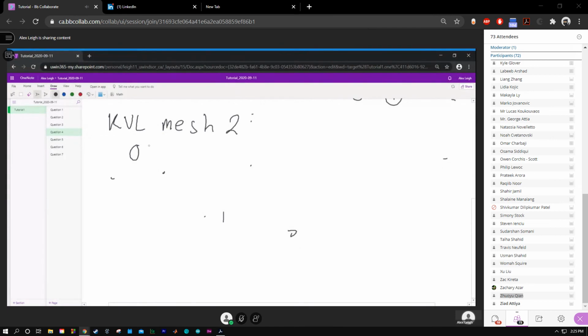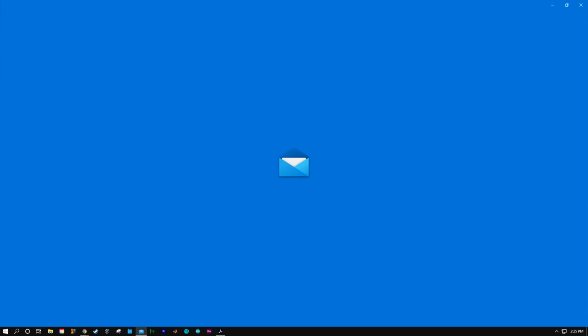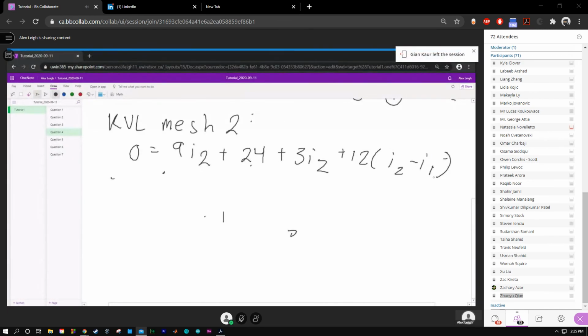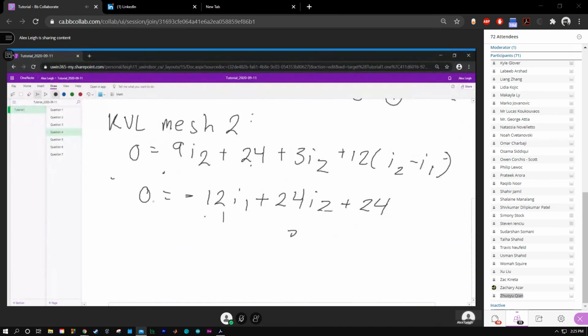So I'll write all out what I just said. So 0 is the sum. 0 equals 9 times I2 plus 24 plus 3 times I2 plus 12 times I2 minus I1. So it's different than the first loop. Again, I'm going to collect some terms, and here's what I will end up with. 0 equals negative 12 times I1 plus 24 times I2 plus 24. That's equation 2.